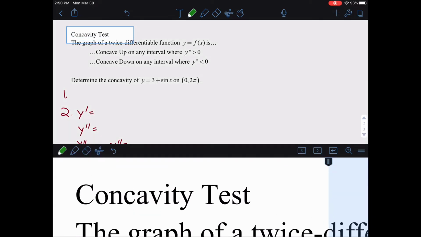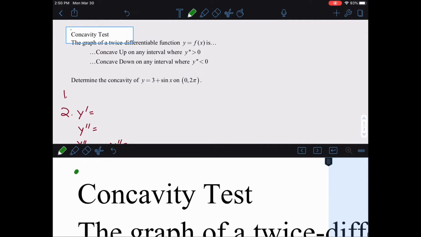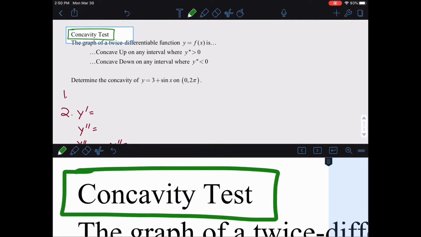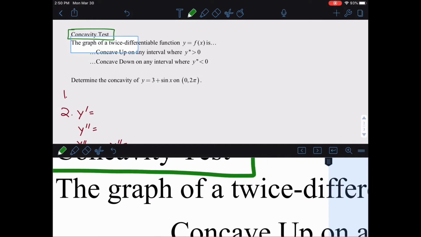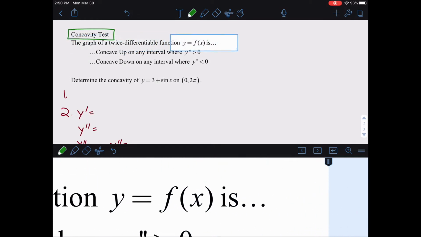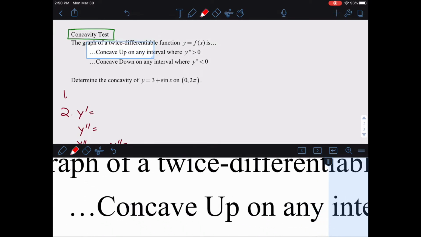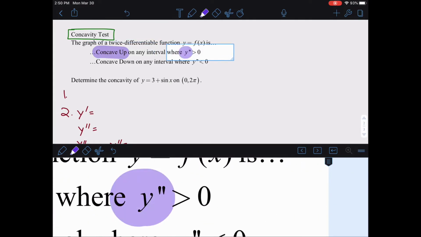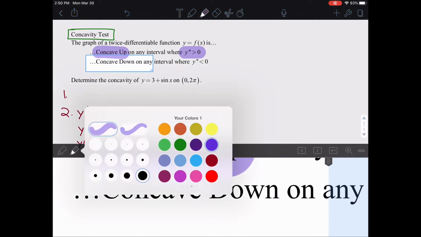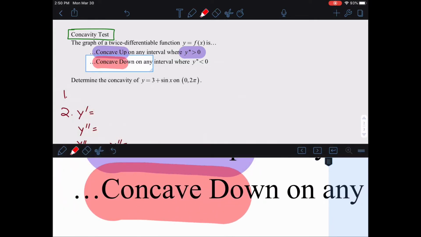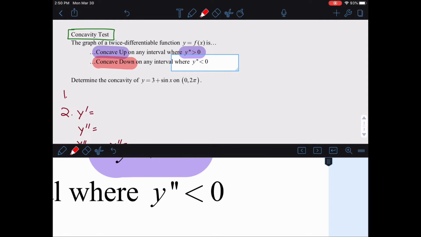For the concavity test, we're going to take a look at a function that we can differentiate twice. The graph of a twice differentiable function, y equals f of x, is, and this is basically the same thing we said above, concave up anywhere its second derivative is greater than 0, and concave down anywhere its second derivative is negative.